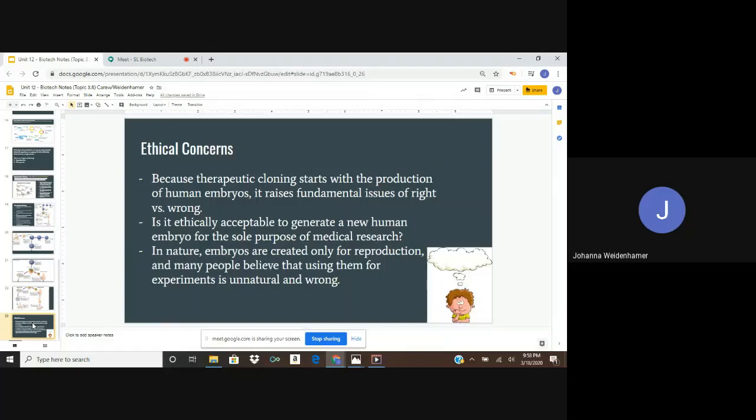and wrong. So there is an ethical debate behind therapeutic cloning, but it is still a very interesting topic to discuss because it is such a new topic in science that there's a lot of discussion and a lot of talk going on about it.